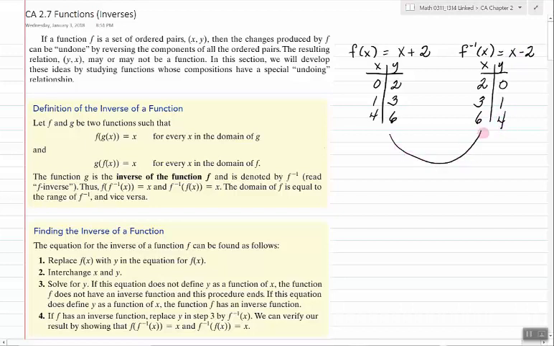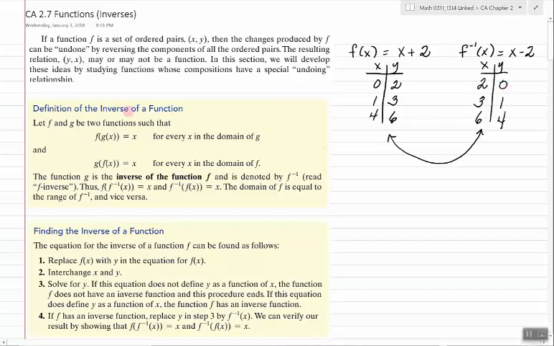Look at these sets of ordered pairs. The function increases the x value by 2. Its inverse decreases the value by 2. These are inverses. Look at the ordered pairs: 0, 2 and 2, 0. Those are some things to consider as we continue talking about this idea of functions.